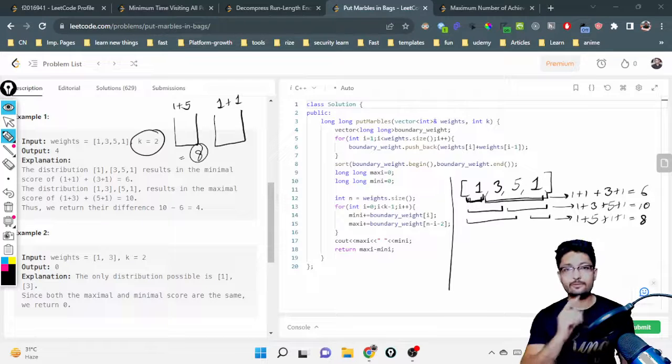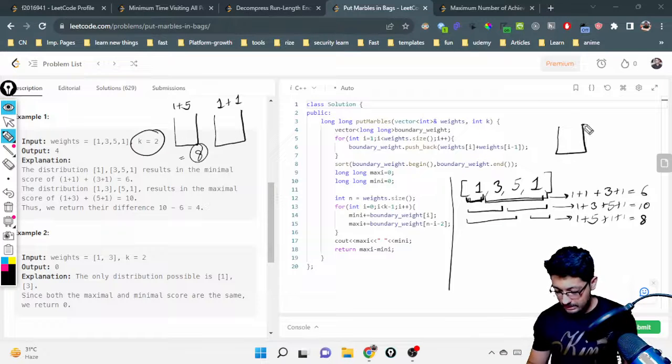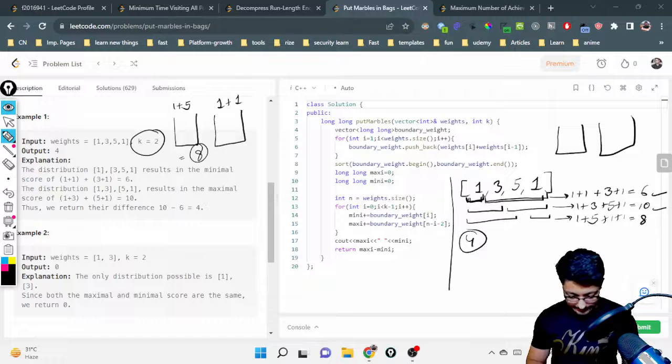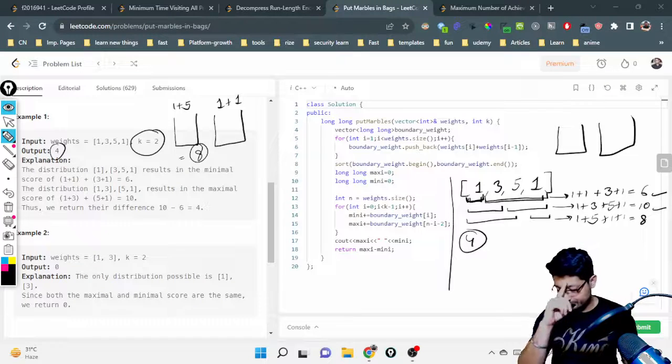So these are the possible distributions of marbles in these two bags that we have in the first example. And you have to pick the maximum possible distribution, that is this, and the minimum, that is this, and find the difference between them, that is 10 minus 6, which is equal to 4, and that's the answer. Okay, that is the overall thing that you have to do.